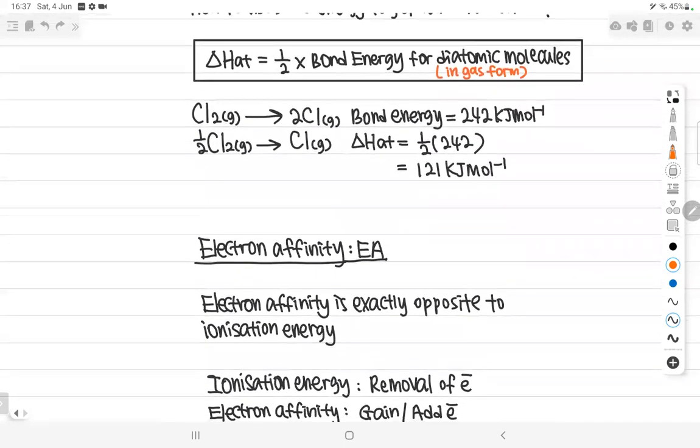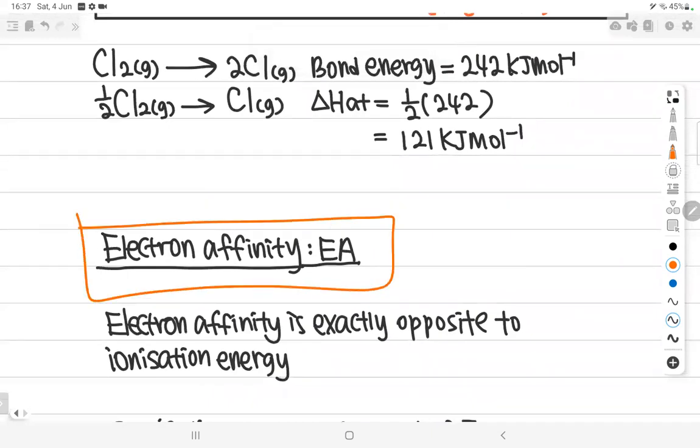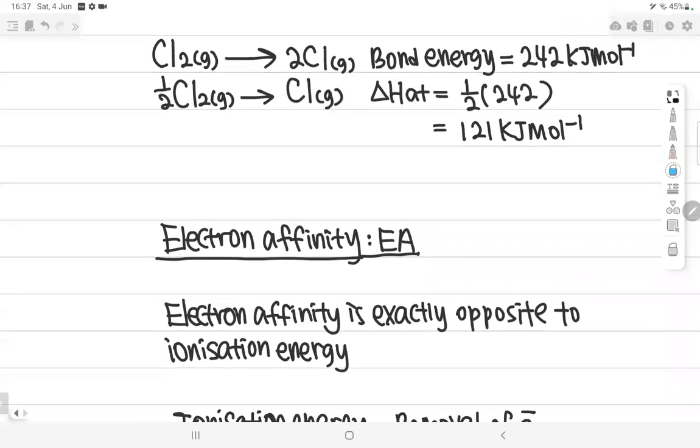The second concept is actually called electron affinity. Okay, electron affinity. So electron affinity, the symbol is EA. E is electron, A is affinity. Most of the time, they just write EA, or sometimes they write delta H EA. Same thing. Electron affinity. So what is electron affinity?